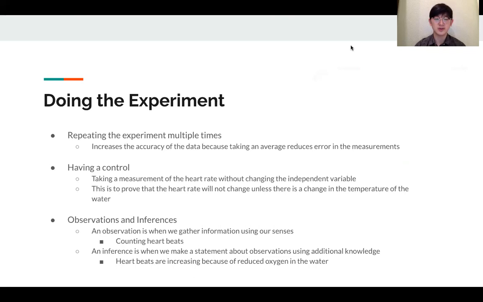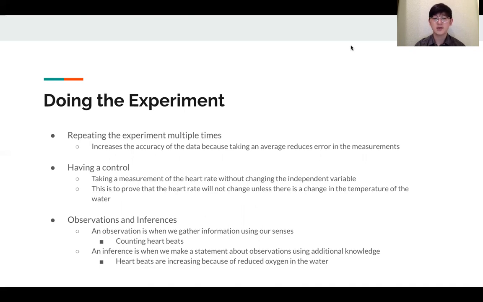Now, here are some general rules about doing the experiment. The first thing that you want to keep in mind is that you want to repeat the experiment multiple times. And that's because this increases the accuracy of the data, because taking an average reduces error in the measurements. For instance, in one trial, you might mess up really badly. But if you have multiple trials that you did perform correctly and you took an average, your data is going to be more accurate or representative of what it was intended to be.